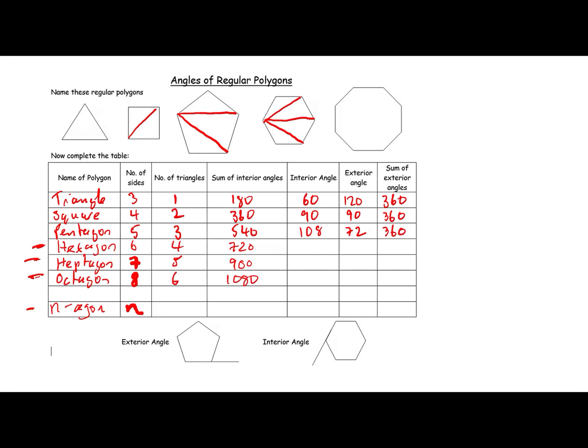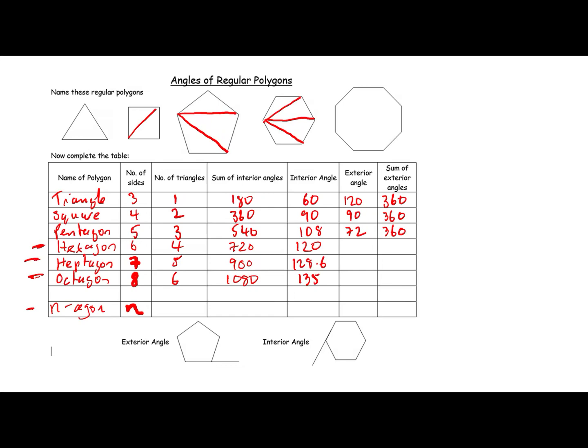Okay, interior angles are going to be the sum of the interior angles divided by the number of sides. So for a hexagon, it will be 720 divided by 6. That's 120. Okay, for a heptagon, it would be 900 divided by 7. Well, you're going to get a funny number there. It's going to be about 128.6 to 1 decimal place. For an octagon, 1080 divided by 8 is going to be 135 degrees, okay?